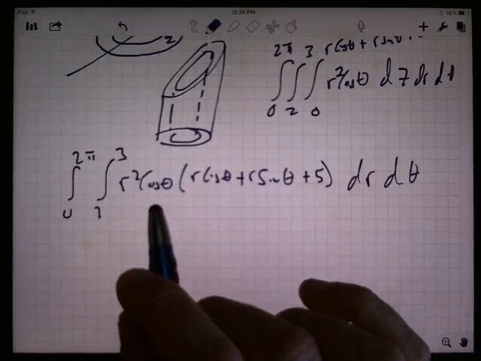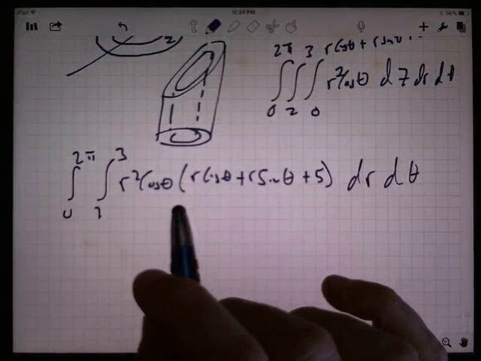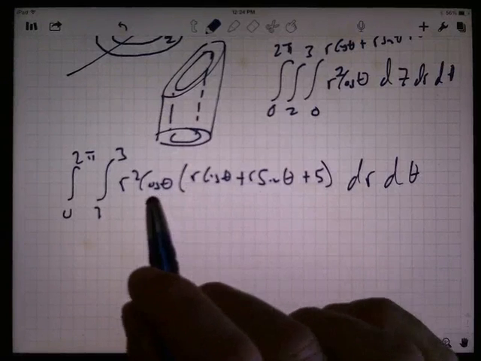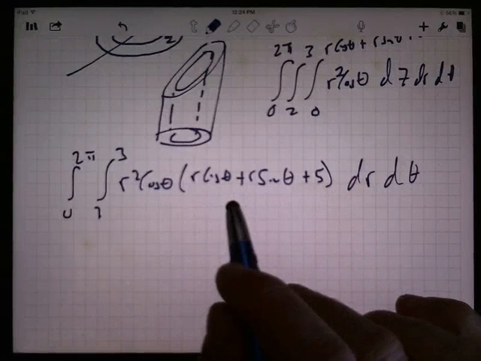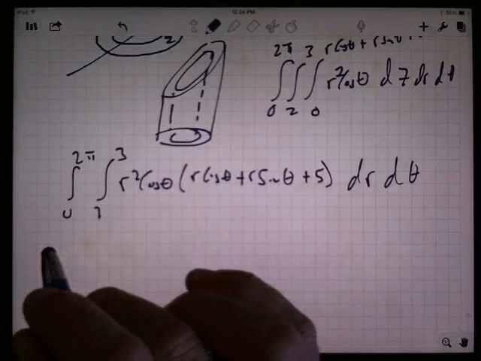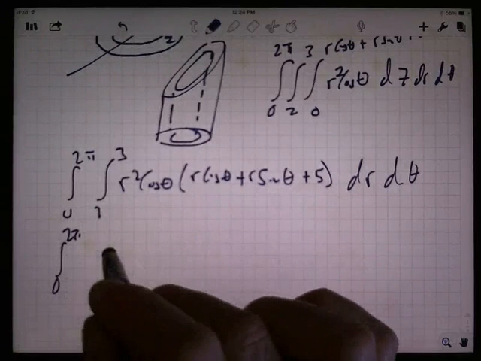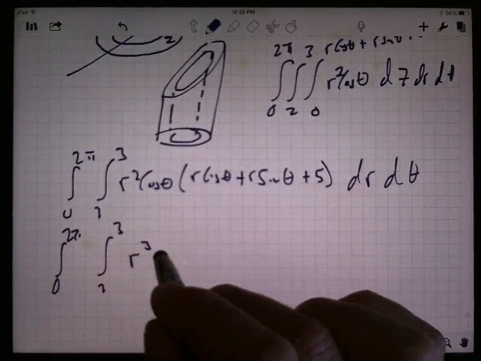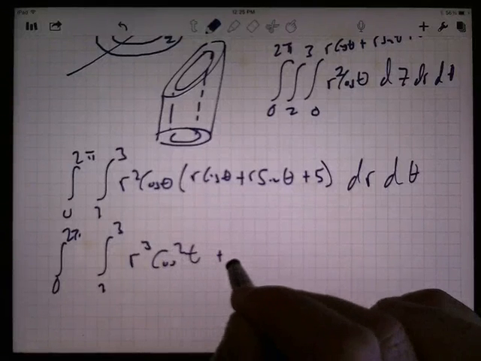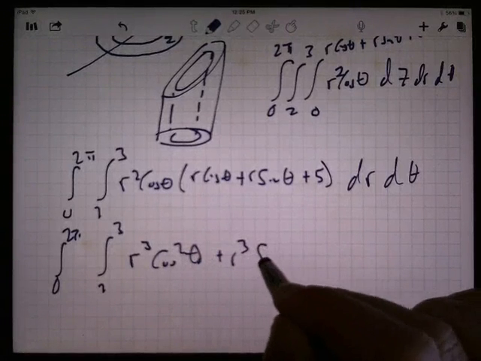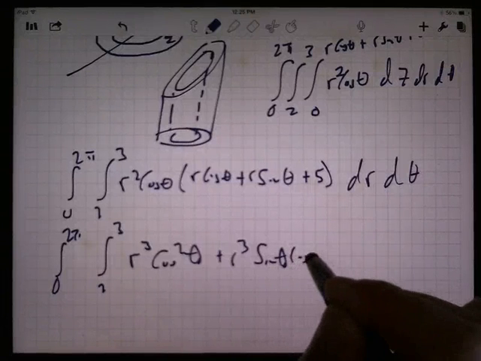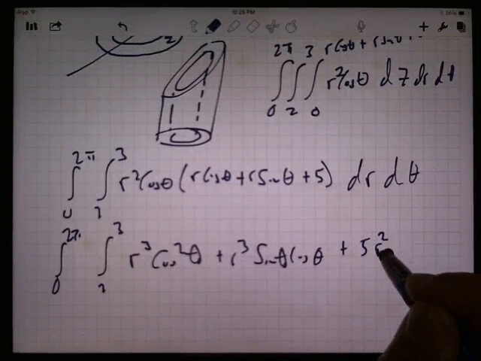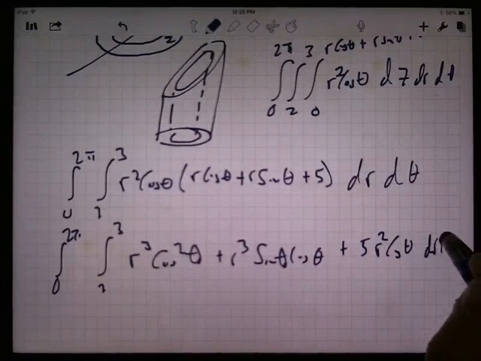If I look at this, I was thinking, oh, I'm going to be able to factor out an r, and then I have just a function of theta. I can't do that. However, I can do this. If I do the integral from 0 to 2 pi, the integral from 2 to 3, multiply it through, I've got r cubed cosine squared theta plus r cubed sine theta cos theta, and then plus a 5r squared cos theta dr d theta.